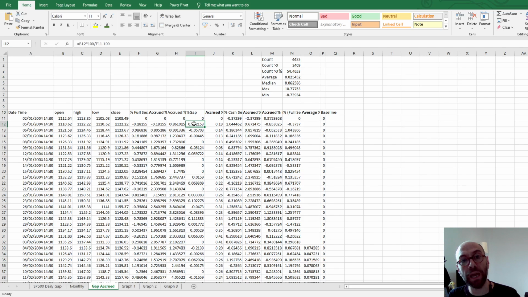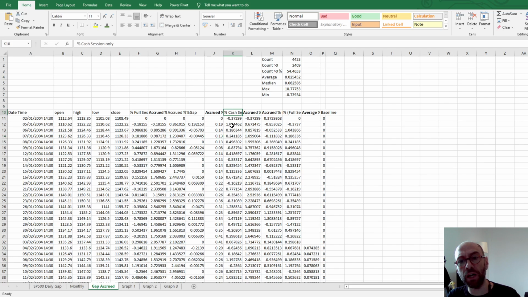Then I've calculated the gap, which is basically just the difference between the close of the previous day, as you can see here in the formula, and the current day. So that difference there is what I've called a gap. This is the same way I calculated it last time. And then I calculated another column, which is the accrued gap, where I transport the previous gap and add it up all the way.